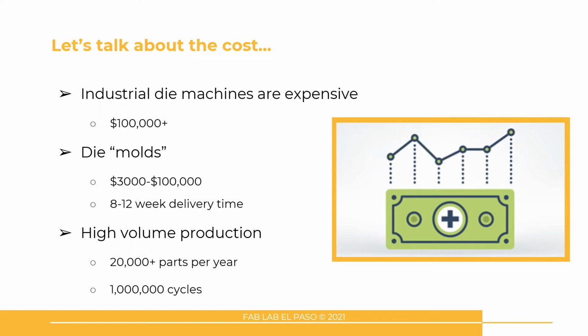A custom die can cost anywhere from $3,000 to $100,000, depending on its size and complexity. Dies also may take about 8 to 12 weeks to be manufactured and ready for use. Because of these high costs, utilizing a die machine is only economically feasible if you plan on producing 20,000 or more parts per year. The highest quality dies can perform up to 1 million cycles, meaning it can be used up to 1 million times before wearing down and needing to be replaced.